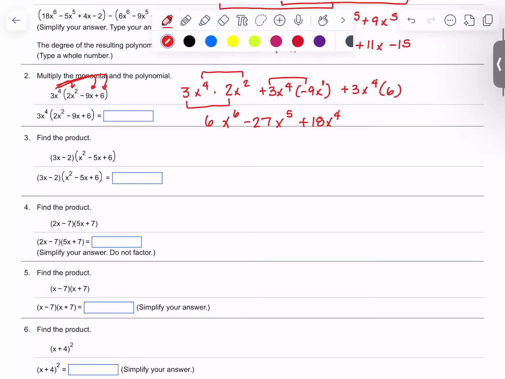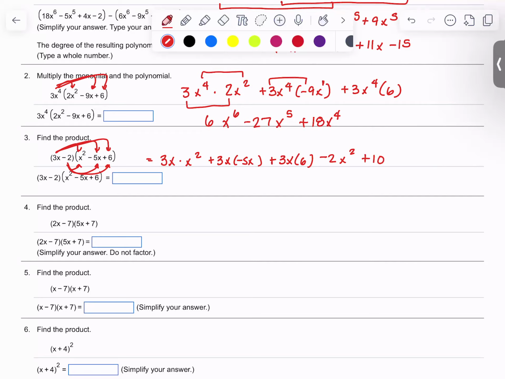All right, find the product. So we're going to multiply a binomial times a trinomial. So I'm going to distribute the 3x across everything, and then I'm going to distribute the minus 2 across everything. Every term in one times every term in the other. So we have 3x times x squared plus 3x times minus 5x plus 3x times 6. Then we have minus 2 times x squared, minus 2 times minus 5 is going to give us plus 10.